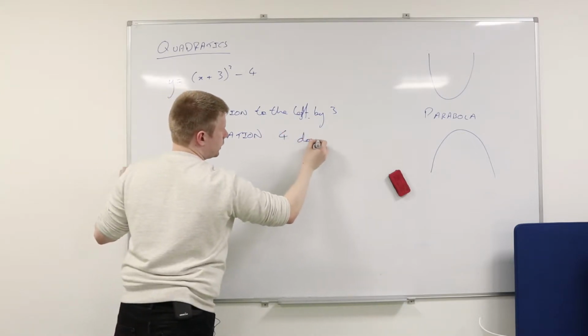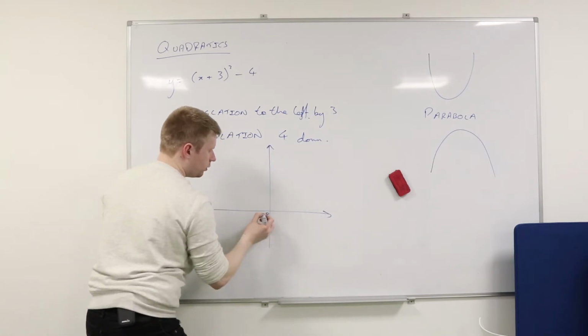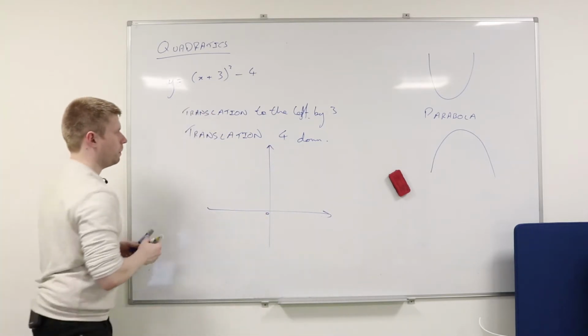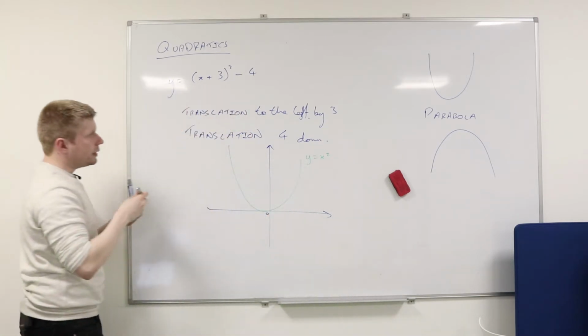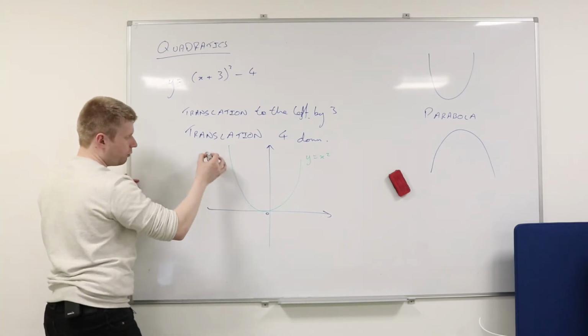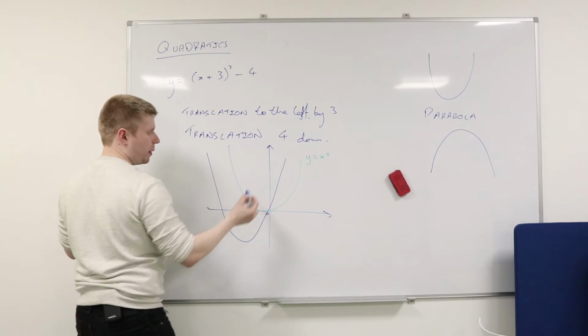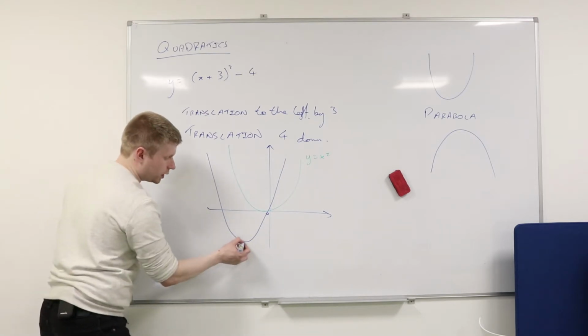4 down. So in other words, if this was my original y equals x squared graph, that's my graph y equals x squared, okay? It says move to the left by 3 and move 4 down. So I'm expecting my new graph to be about there. Does that make sense? Yeah? Obviously, this isn't drawn exactly.